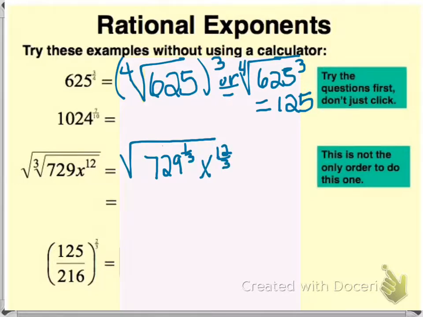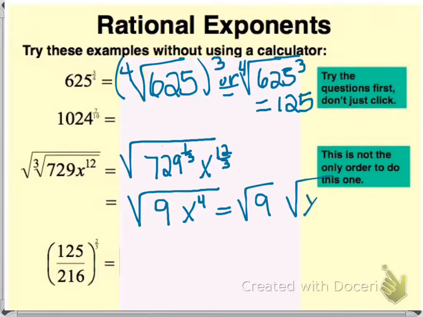Then if I simplify that, I can take the 3rd root of 729. Let me just see if that's a perfect 3rd root or not. And that's actually 9. And then x to the 12/3 would reduce to x to the 4th. But now I have to square root these. So this is like saying the square root of 9 and then the square root of x to the 4th. Well, I can square root 9, that's 3.